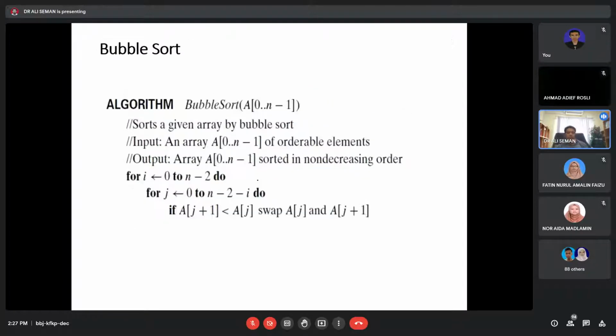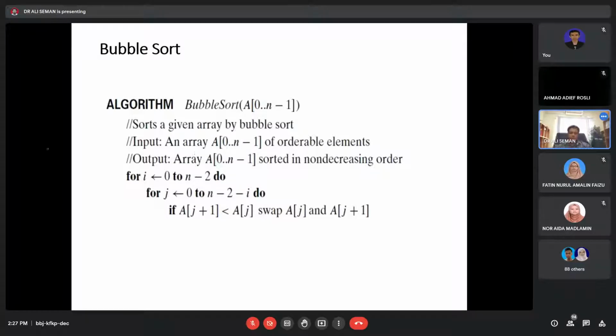Okay, next is bubble sort. Just now was the searching algorithm, the searching problem. Now is sorting. What is a sorting algorithm? A sorting algorithm is given a list of unsorted or orderable elements, right? And finally, our goal is to get the list sorted. The sorting is based on maybe ascending order or descending order, or, to be more precise, for ascending order it is non-decreasing order here.